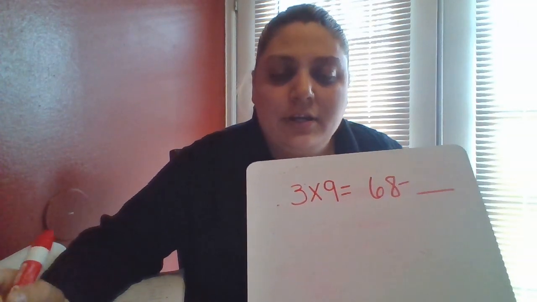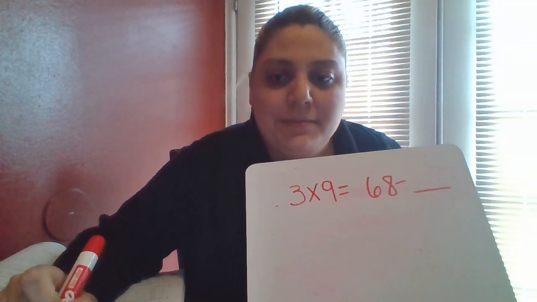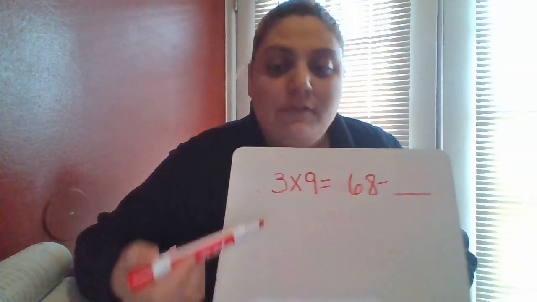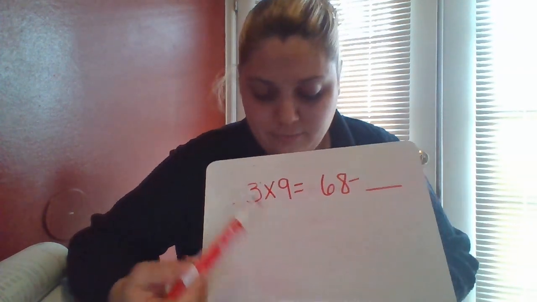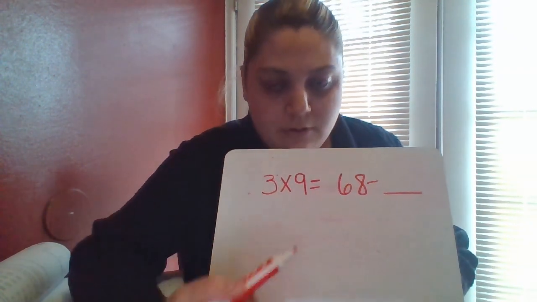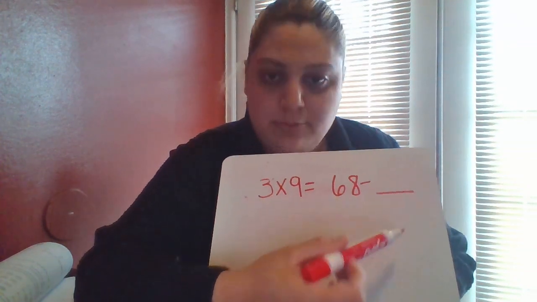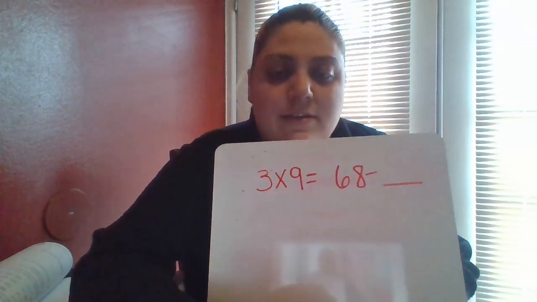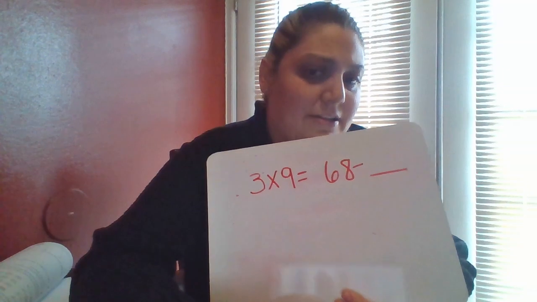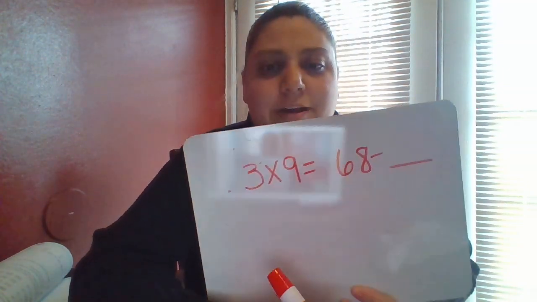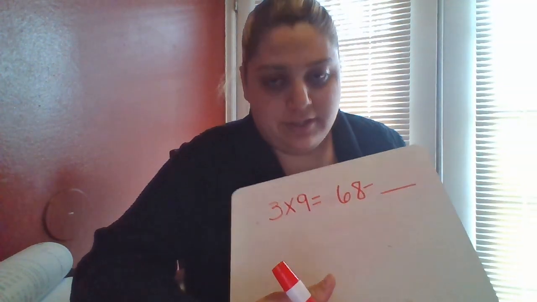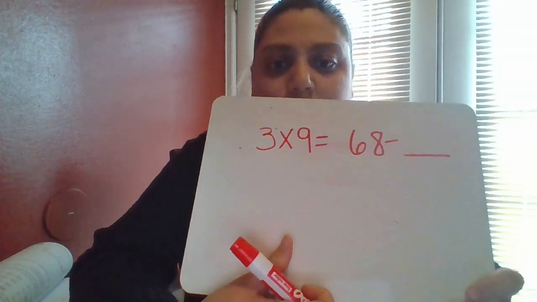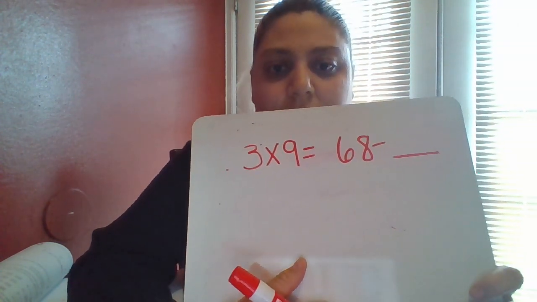Everyone. Today our lesson will be on finding the missing number of an equation. For example, here is our first equation, which is 3 times 9 equals 68 minus what? This might look very scary and tricky, and you might be thinking, I don't know how to solve this, or what is this? But actually, it's not as hard as it looks. We just have to work with the numbers that are given to us.